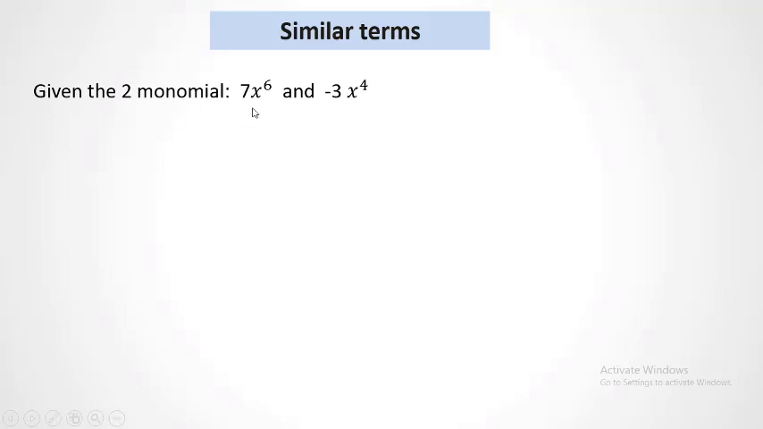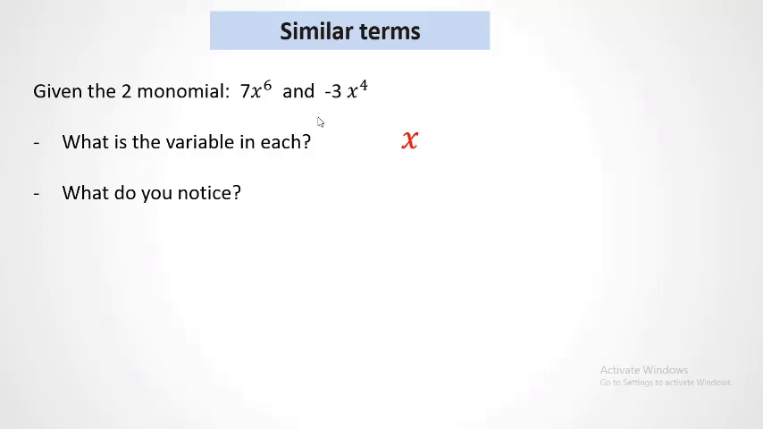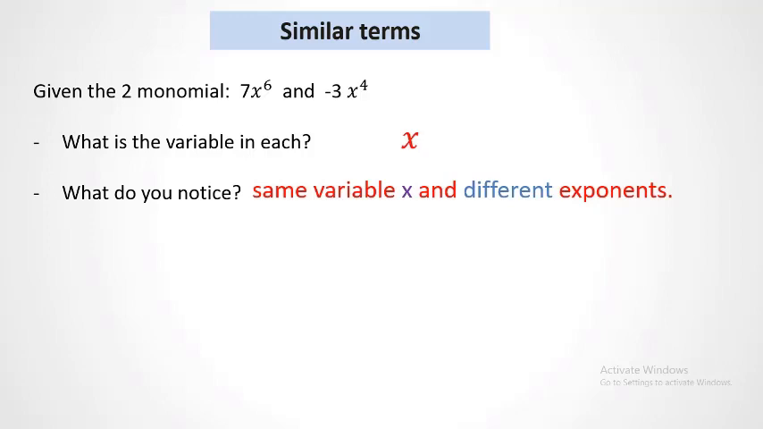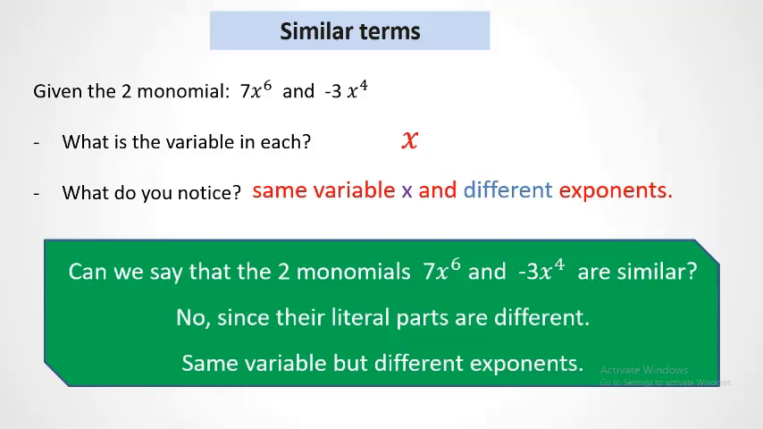Given the two monomials, 7x power 6 and minus 3x power 4, what is the variable in each? It is x. What do you notice? They have the same variable x and different exponents. Can we say that the two monomials 7x power 6 and minus 3x power 4 are similar? No, since their literal parts are different. Same variable, but different exponents.